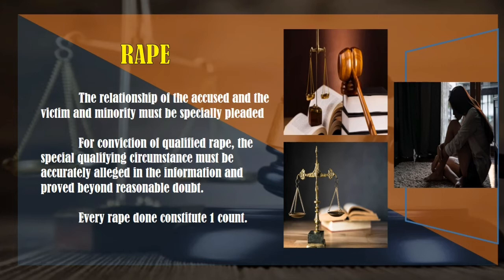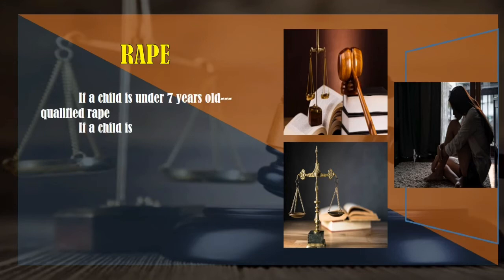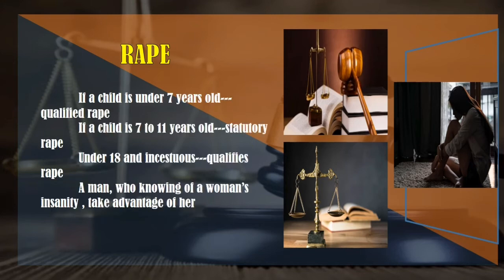So class, if a child is under 7 years old, it is qualified rape. But if a child is 7 years old to 11 years old, it is statutory rape. And under 18 and incestuous, it qualifies rape. So again, a man who, knowing of a woman's insanity, takes advantage of her helpless condition is guilty of felonious rape, though he uses no force, nor does the woman offer resistance.